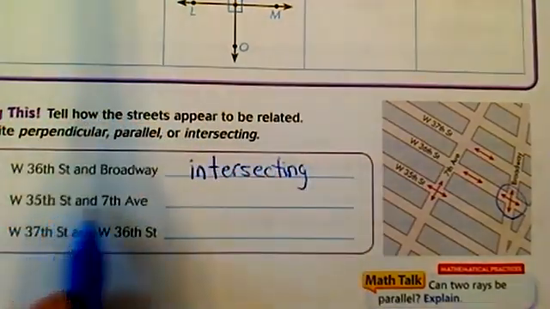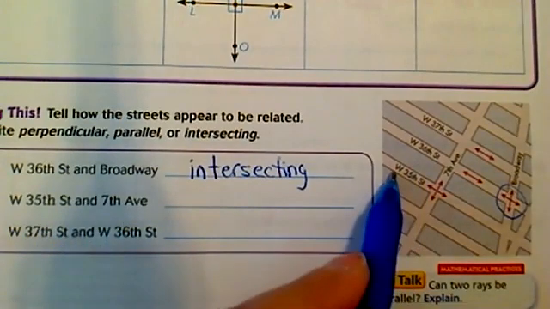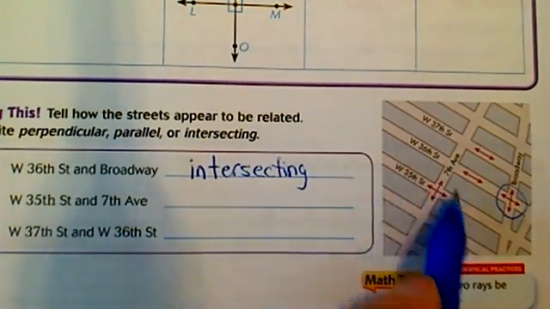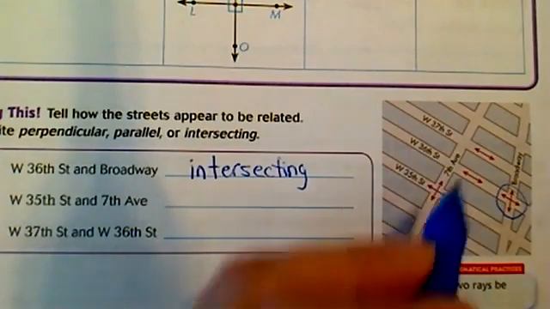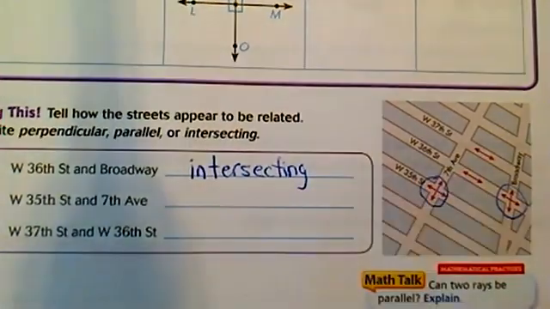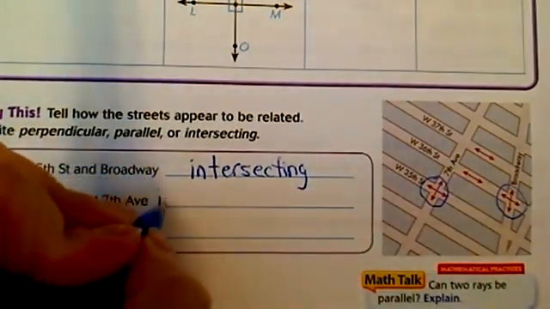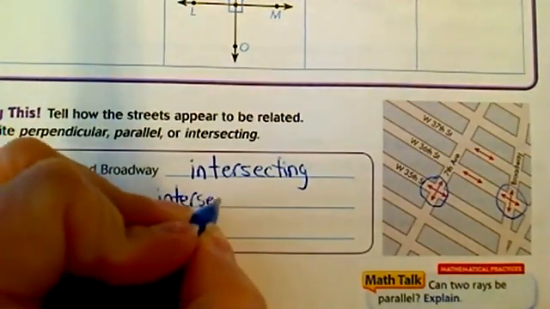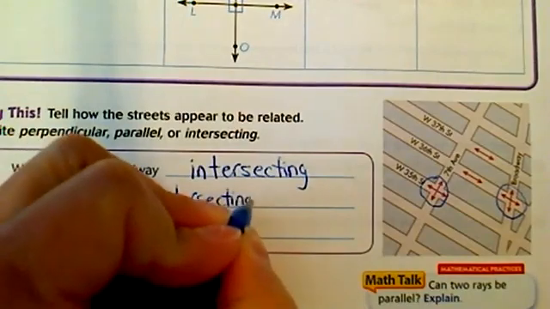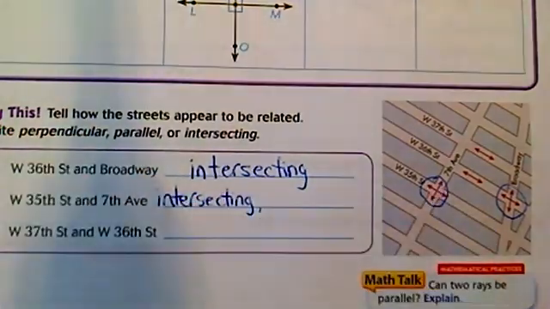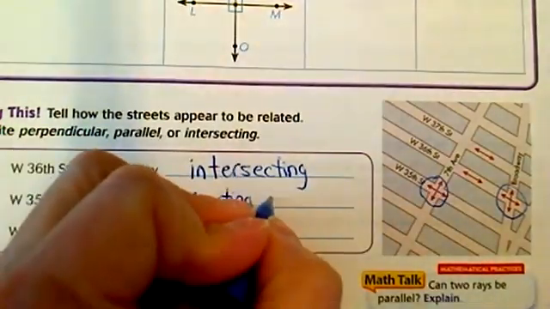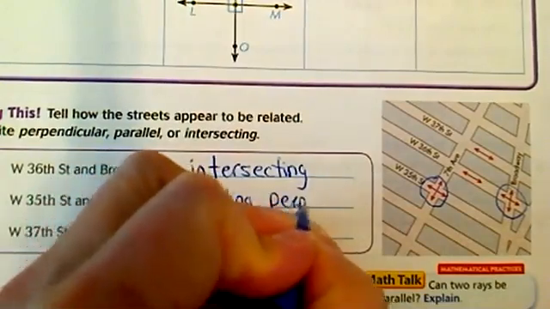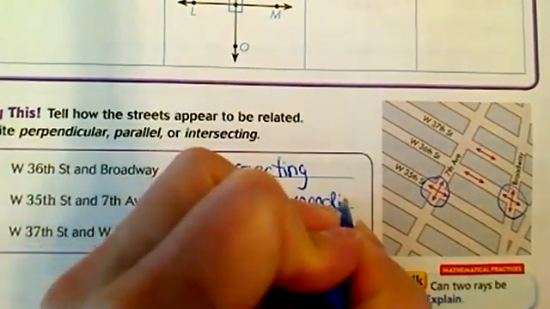How about 35th Street and 7th Avenue? Here's 35th Street, and here's 7th Avenue. And this is where they intersect. So they are intersecting, but they are intersecting in a very special way. They are forming right angles. So we can also say they're intersecting, but they're also perpendicular.